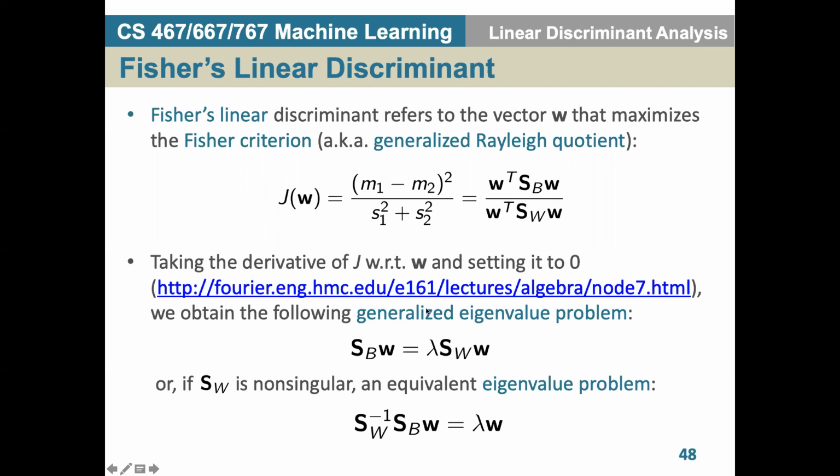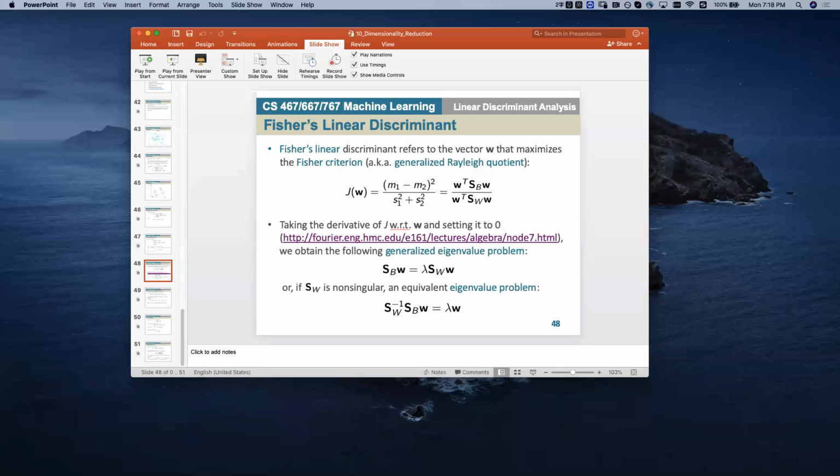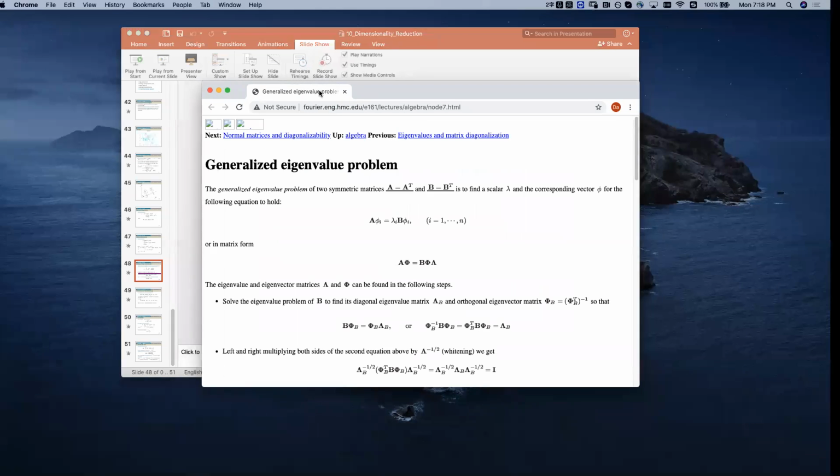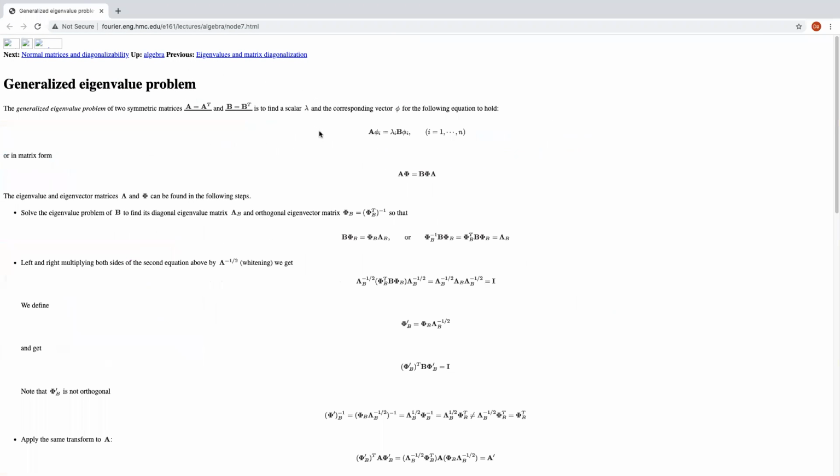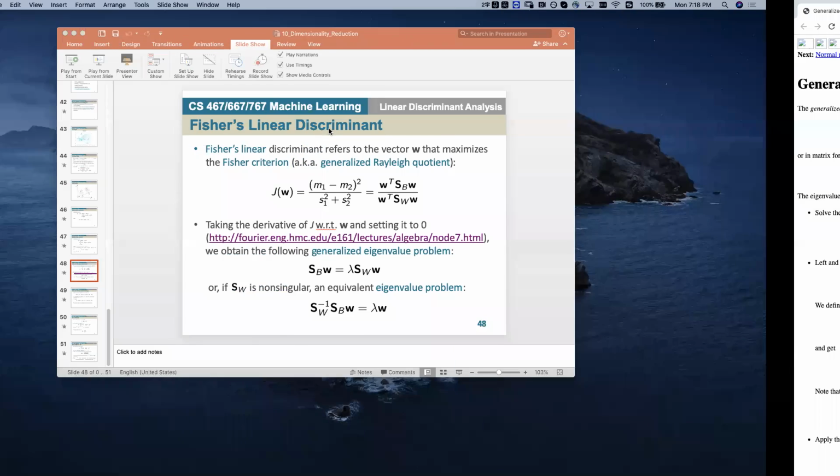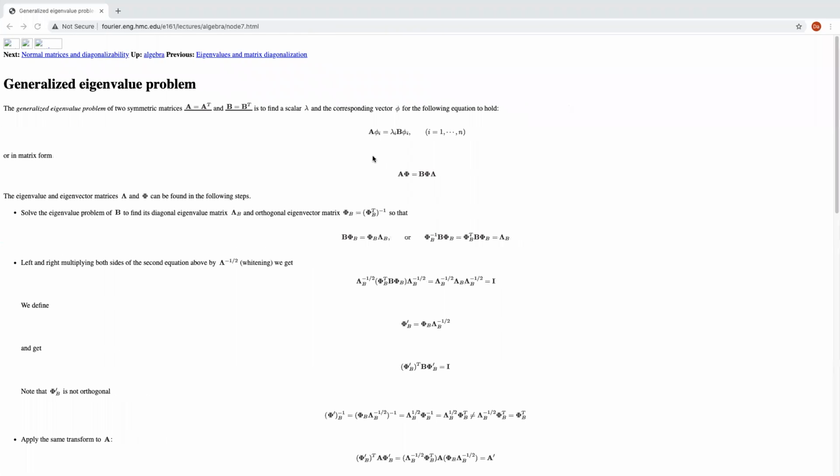Okay, we can take a look at it here. Let me see how to do this. I just want to make sure you can see this right. Can you see this slide? Can you see this web page? Yes. Okay.